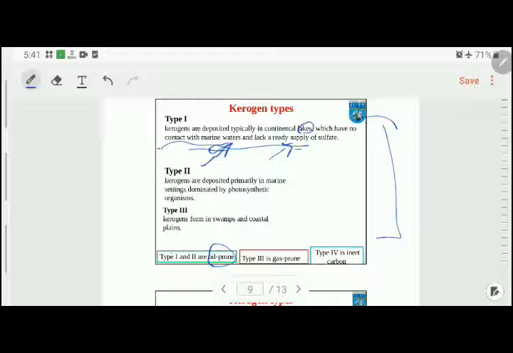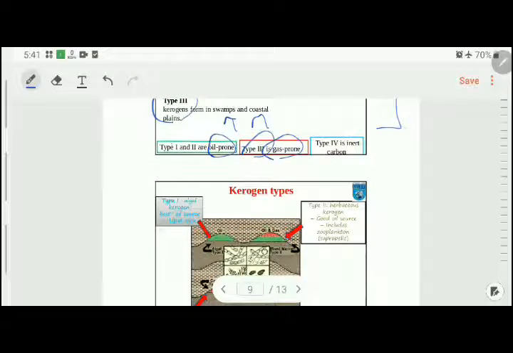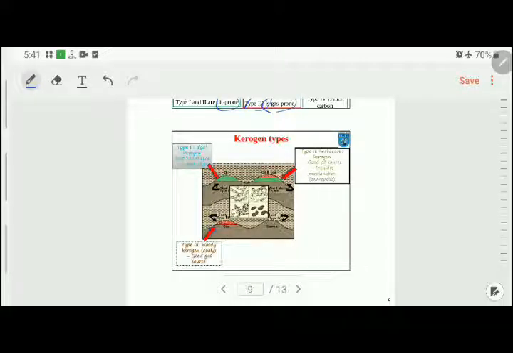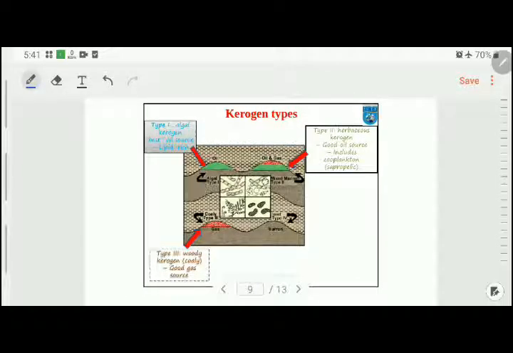Type number 2 is the kerogen deposited firmly in marine settings dominated by photosynthetic organisms. Type number 3 is the kerogen formed in swamps and coastal plains. Here, type 3 is classified as gas prone, and type number 4 is what? Inert carbon. And here is just a picture to classify the kerogen types.